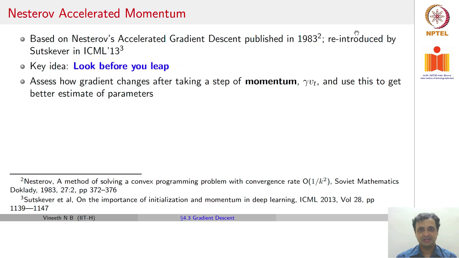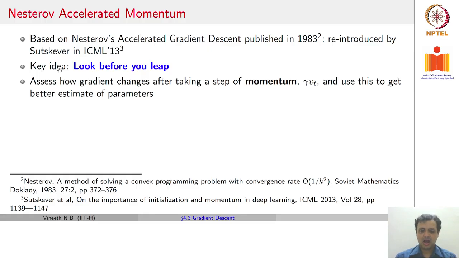That leads us to another method known as Nesterov accelerated momentum. This is based on Yuri Nesterov's work. Yuri Nesterov is a huge researcher who has created a significant impact in the field of optimization. This work, called Accelerated Gradient Descent of his, was published in 1983 and was recently reintroduced in the machine learning context in 2013. And the key idea of Nesterov accelerated momentum is to develop the idea of momentum to include one key thought, which is look before you leap.